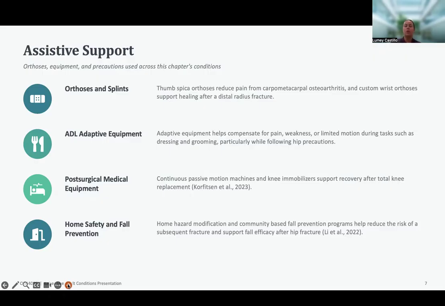For post-surgical medical equipment, we have continuous passive motion machines and knee immobilizers that support recovery after total knee replacement. And for home safety and fall prevention, home hazard modification and community-based fall prevention programs help to reduce the risk of a subsequent fracture and support self-efficacy after hip fracture.